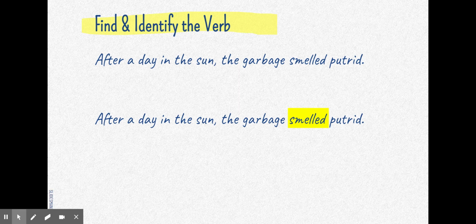It is action if somebody is physically sniffing something and perceiving its smell. It's linking if it's used to describe the subject, to connect the subject to its description. So our subject here is garbage. Is smelled connecting the garbage to putrid, which is a description of it? Yes, it is. So smelled here is a linking verb.